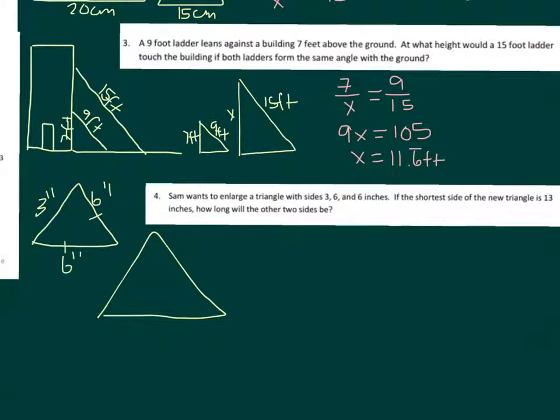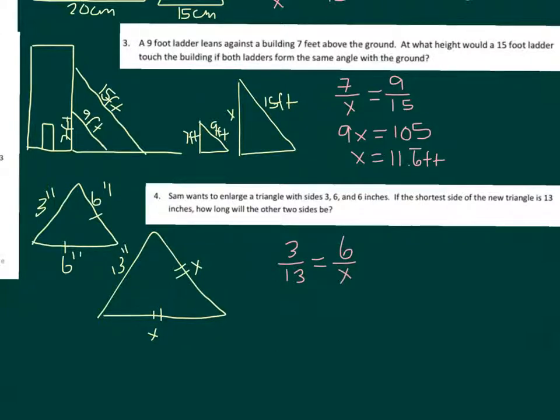Now they're saying the smallest side of the new triangle is going to be 13 inches, but they're curious about what the other sides will be, and we don't know what they'll be, so we're going to have to do some math there. So let's find some corresponding sides. My smallest side, 3, has a relationship with 13. So 3 has a relationship with 13. And my second set of corresponding sides, and you can choose whichever one you want, is 6 to x.